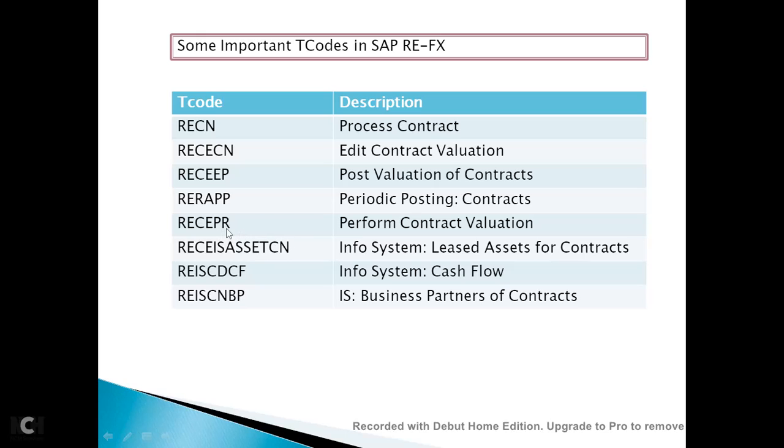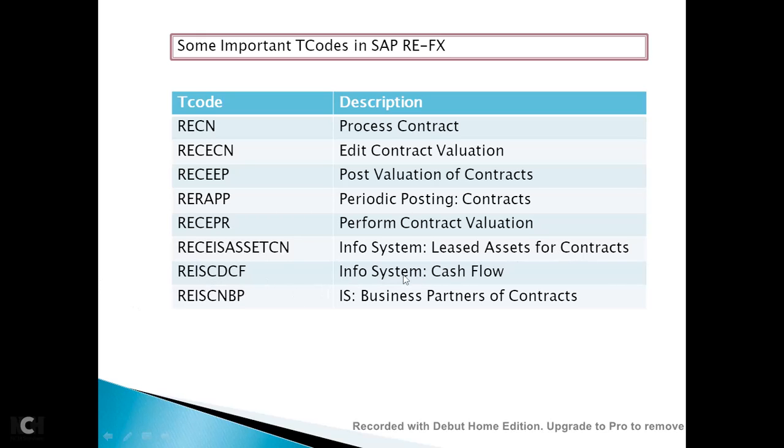RECEPR is where you do the contract valuation. So the system will generate the contract valuation. These are some of the very important reports. So in this report REC, ISA, SSE, CTCN, you see leased assets for contracts. So what are the leased assets for number of contracts?